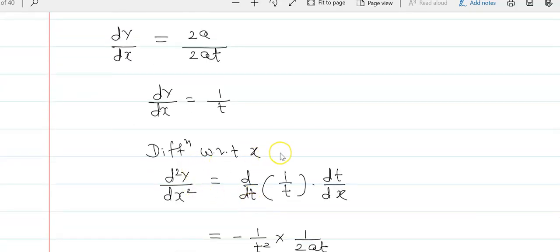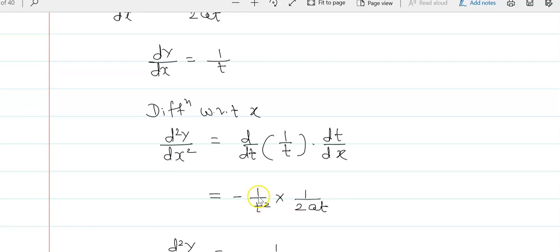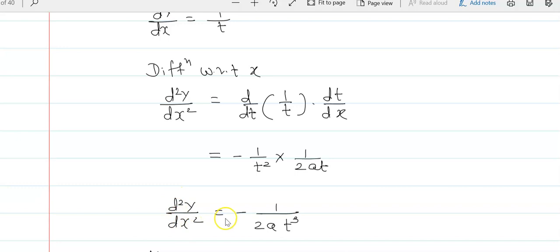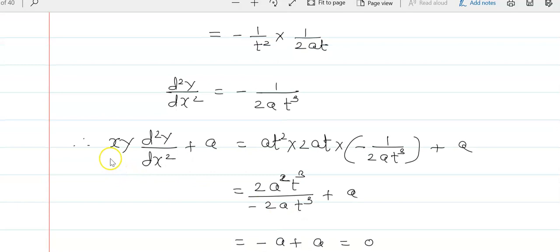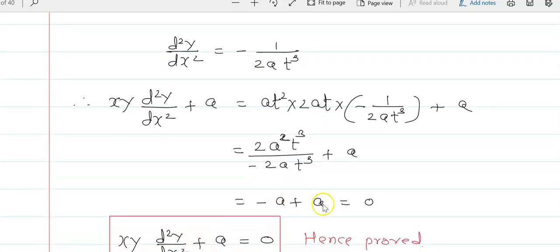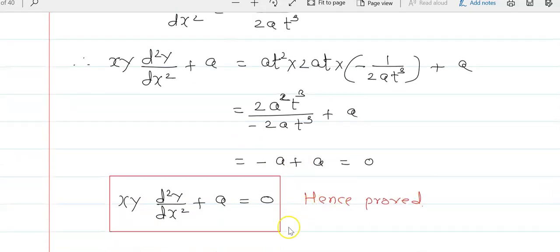Now differentiate again with respect to x. Therefore d2y by dx square is equal to d by dt of 1 upon t into dt upon dx, and that is minus 1 upon t square into 1 upon 2at. Therefore d2y by dx square is equal to minus 1 upon 2at cube. Now substitute the values. What we have given, xy into d2y by dx square plus a. What's the value of x? x is at square. y is equal to 2at. d2y by dx square is minus 1 upon 2at cube, and plus a. You cancel it, you are getting minus a plus a, that is equal to 0. And hence, it is proved.